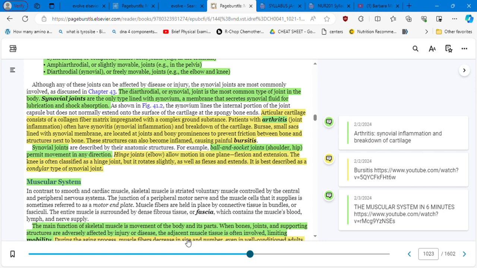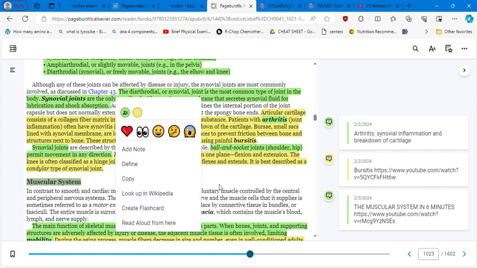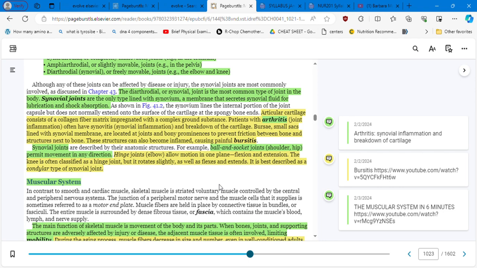Synovial joints are described by their anatomy. For example, ball and socket joints are the shoulder and hip, permitting movement in any direction. The shoulder and hip, okay, ball and socket. The hinge joint is going to be the elbow, allowing motion in one plane, flexion and extension. The knee is often classified as a hinge joint, but it rotates slightly as well as flexes and extends. It is best described as the condylar type of synovial joint.